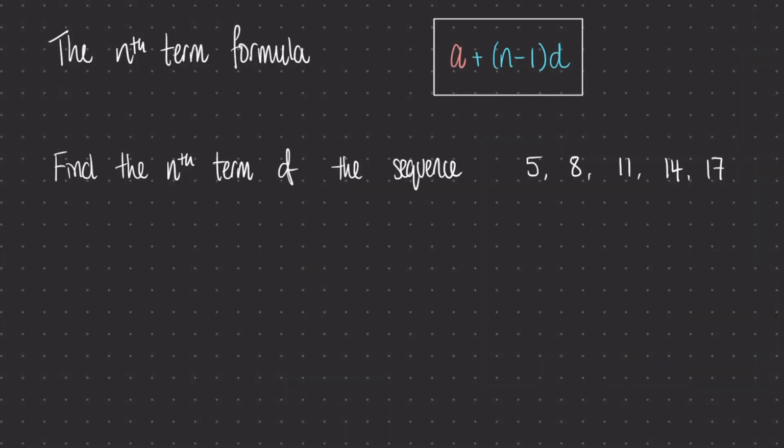Let's take a look at an example together. Here I've got a sequence 5, 8, 11, 14, 17, and it's going to continue upwards. I would like to find the nth term of this sequence. What that means is I'm going to use the variable n to represent the number of the term, and I want to know how I could calculate the value of the term using n.